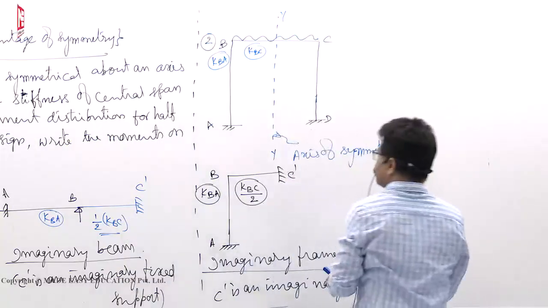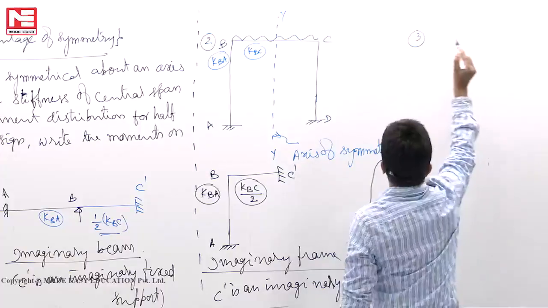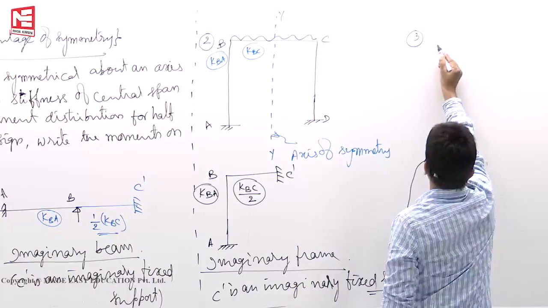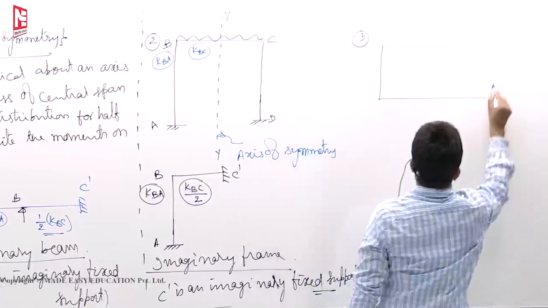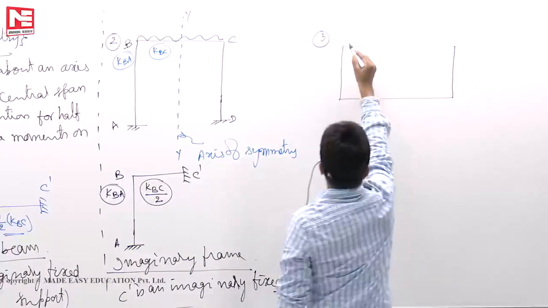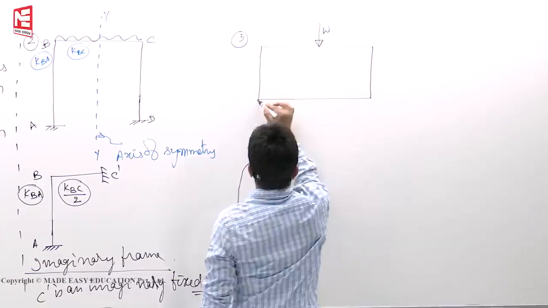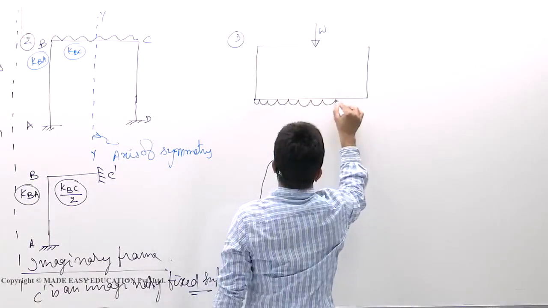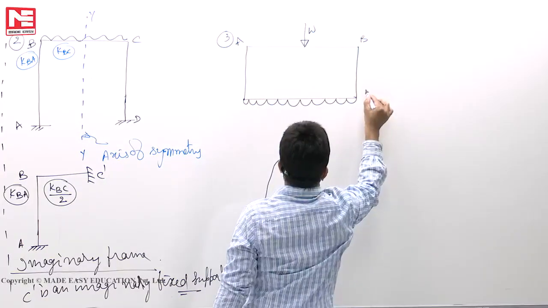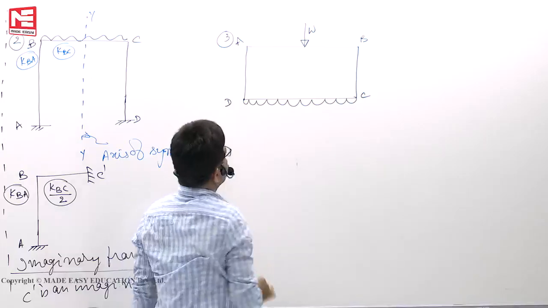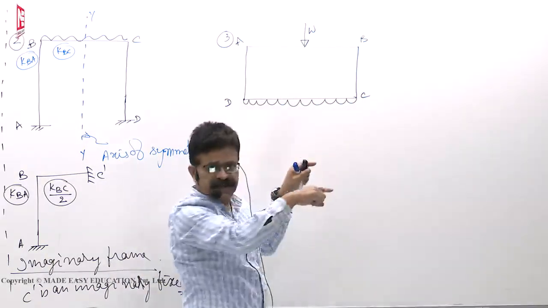Okay. Next, third point is, supposing that you have a box frame like this. This is a box frame subjected to some point load W, subjected to upward UDL, say like this. This point, let us say A, B, C, D. This frame is a box frame.